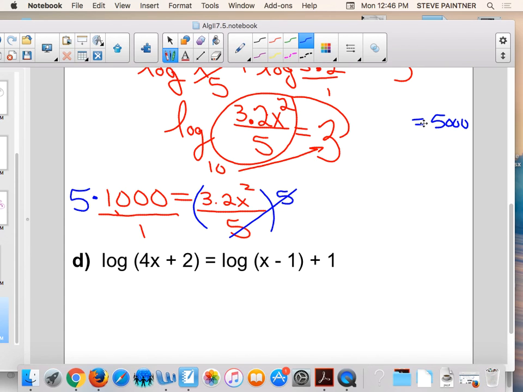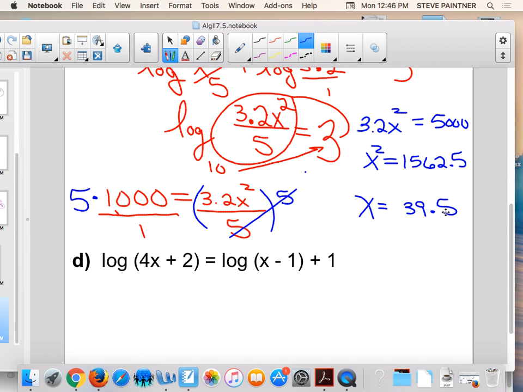5,000 equals 3.2x squared. Divide by 3.2, what do you get? 1562.5. Okay. Square root of both sides? 0.5?